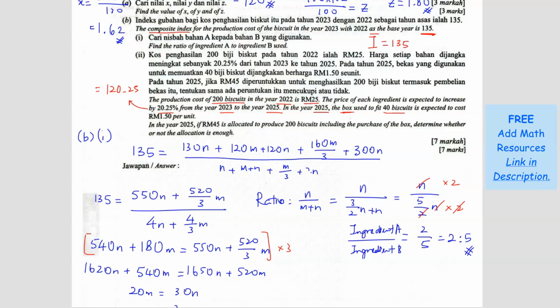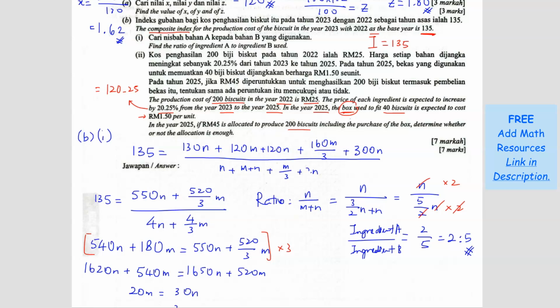Next, what the question is stating: in the year 2025, the box is used to fit 40. Oh, okay, so this one is the box. The 200 biscuits cost is this 25, but this 40 is not the biscuit, it is the box. We are talking about the box. The cost of the box is 1.5 per unit. In the year 2025, if 45 ringgit is allocated to produce 200 biscuits, including the purchase of the box, determine whether or not the allocation is enough. Okay, let me think.